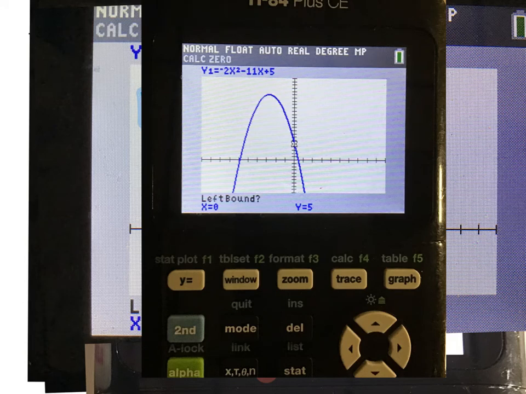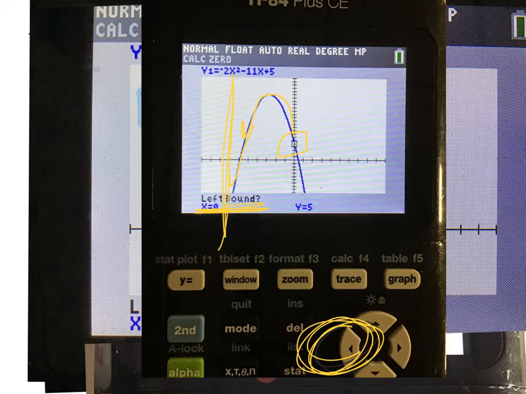So using your arrow buttons, what you're going to do is find your cursor, and first, when it says left bound, move your cursor along the graph to any place to the left of where it crosses the x-axis. So use your left arrow button, hold it down until your cursor gets past where it crosses the x-axis.